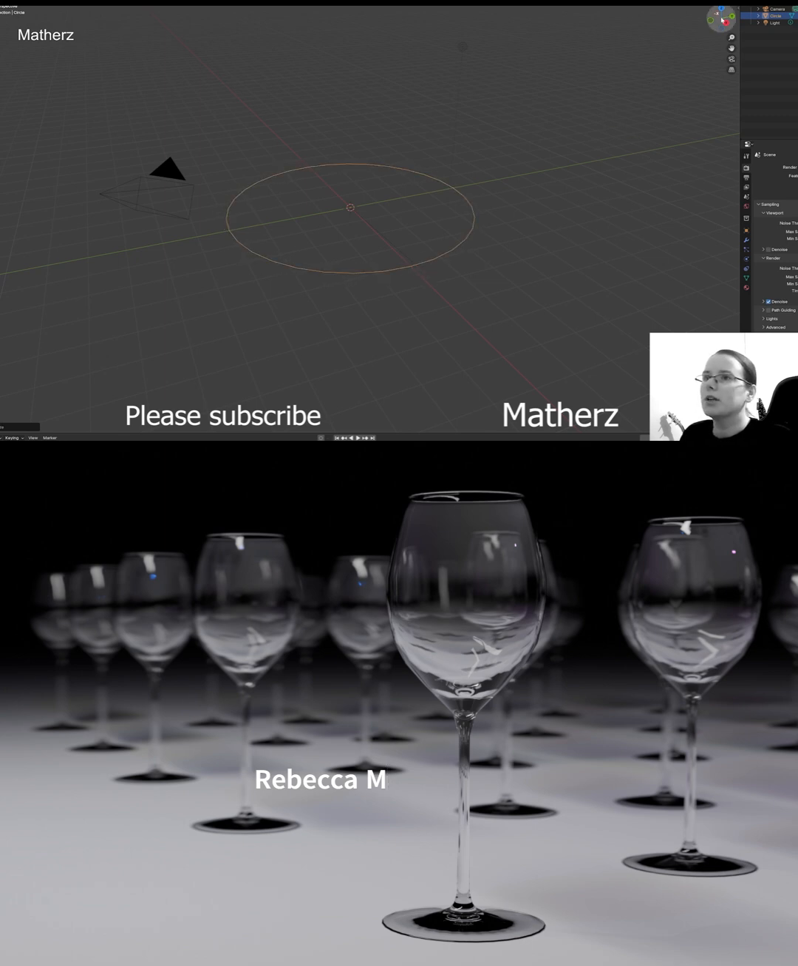Okay, so we're looking at making a wine glass today. What I'm going to do is split the area and give you guys a side view.